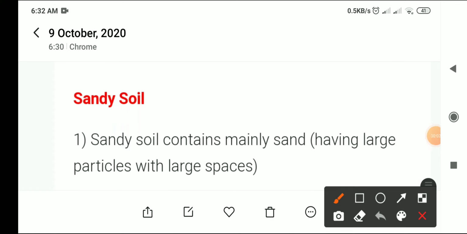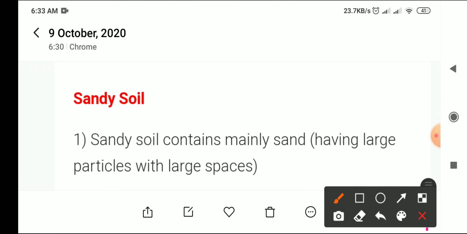Good morning, class. Today we are going to discuss three different kinds of soil. In our syllabus, there are three different types of soil: one is sandy soil, another is clay soil, and the third is loamy soil.